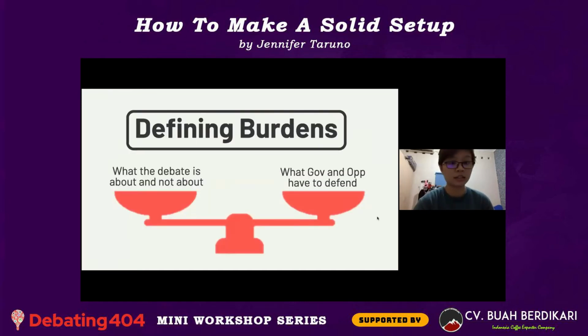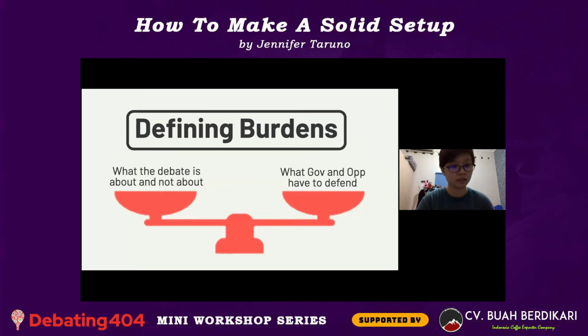And the next thing in making a good setup is to define burdens. And this is roughly, I think, so far, just about two things, if I could simplify it, make it as simple as possible. It's about what the debate is about and not about, and also what the government and opposition have to defend.